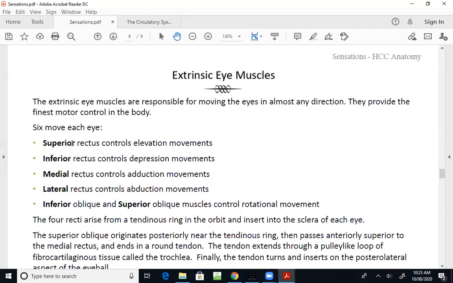There are 4 rectus muscles. Rectus, we learned in our lecture on muscles, means straight. Oblique means they run at an angle. So the rectus muscles run straight down the eyeball, and when they contract, they pull the eye in the direction in which they're located.